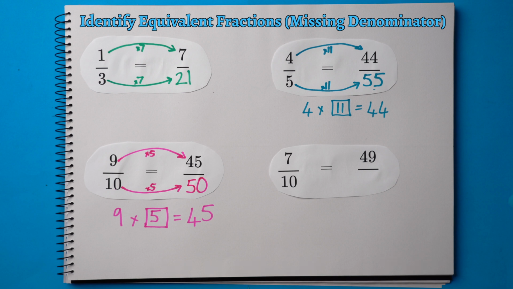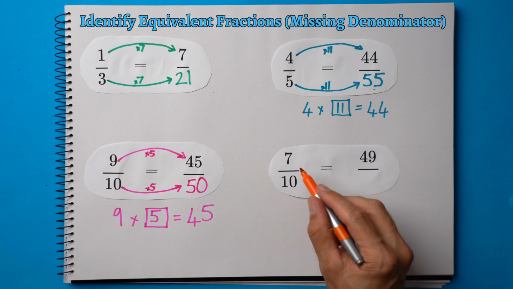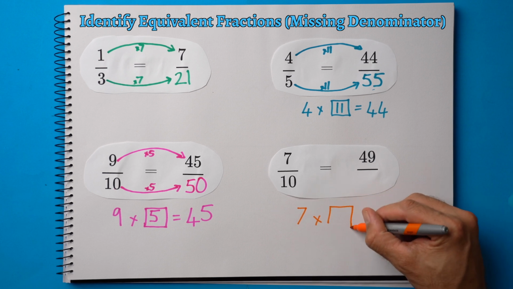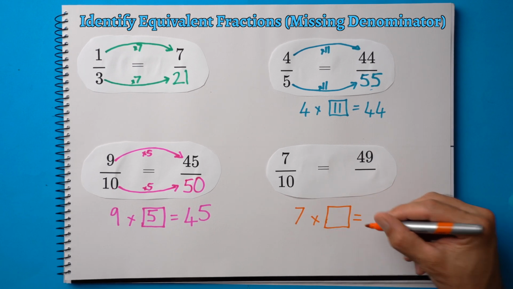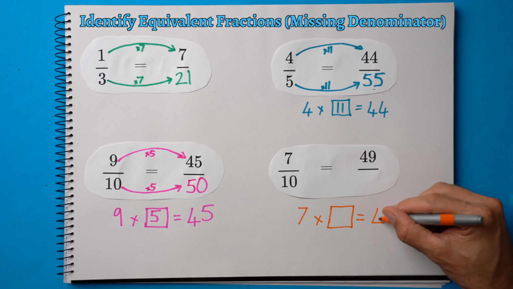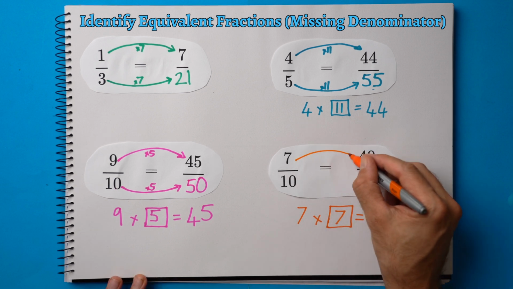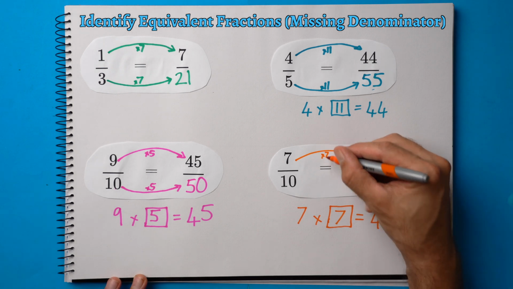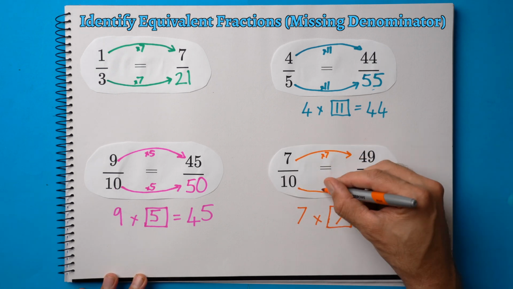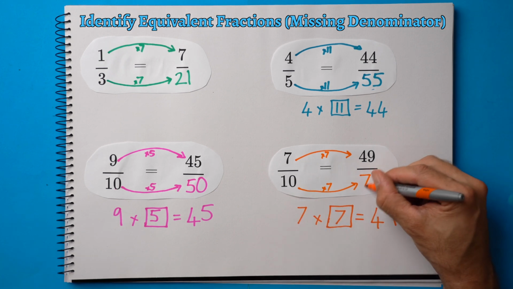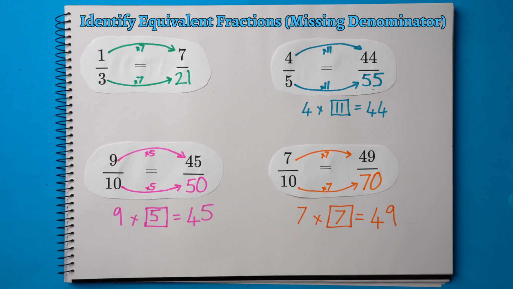And our last one. 7 times by what unknown number equals 49? Well, 7 times 7 equals 49. So we've got times 7, times 7, and 10 times 7 is 70.